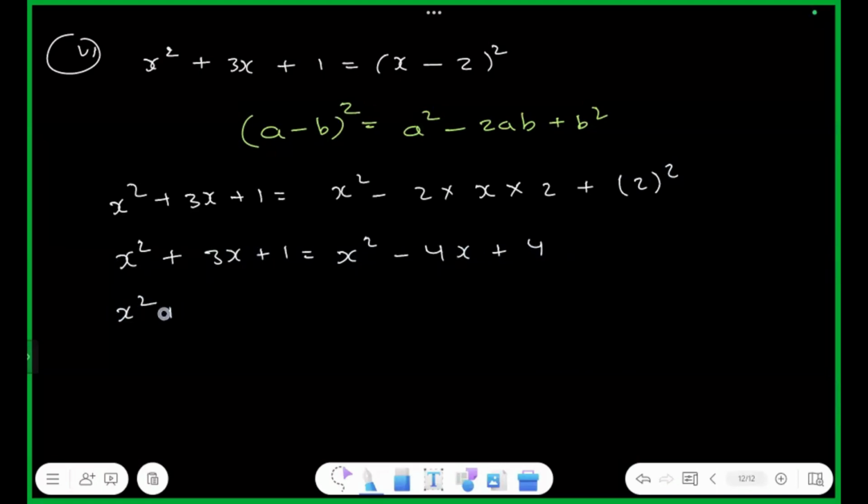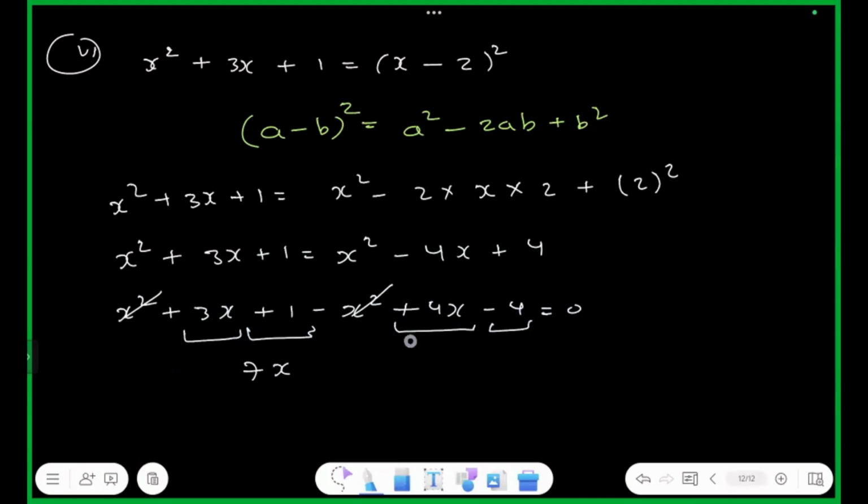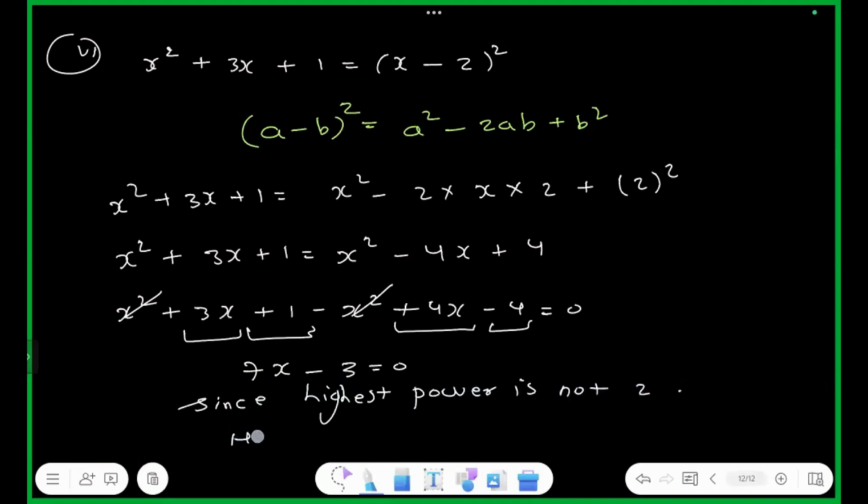Now x square plus 3x plus 1 minus x square plus 4x minus 4 is equal to 0. From here, x square and x square get cancelled, and 3x and 4x give plus 7x, plus 1 minus 4 means minus 3 is equal to 0. Since the highest power is not 2, here it's 1, hence it's not a quadratic equation.